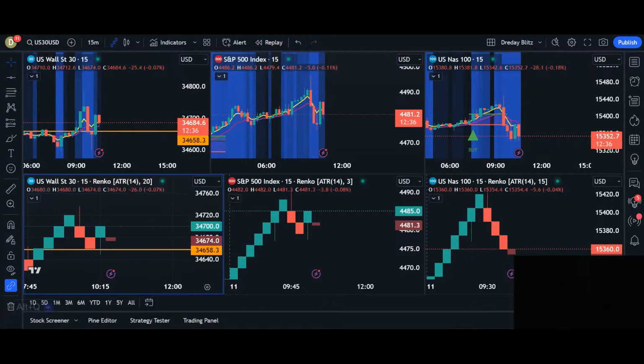Now for Nasdaq, it's starting to print out buy Renko, sell Renko bar. So we'll see how it goes. So we'll wait for the final candle here at 10:45 to see exactly where the market will go.